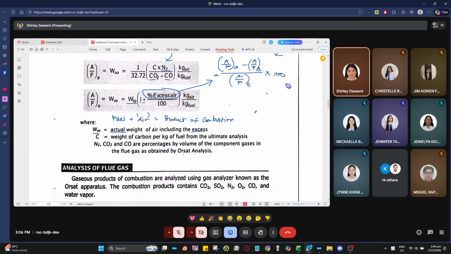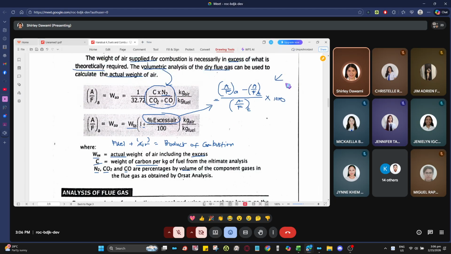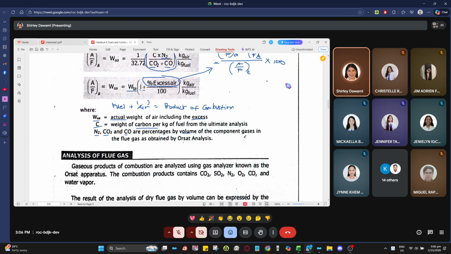Okay, where C is the weight of carbon per kilogram of fuel from the ultimate analysis. Then the N2, CO2, and CO are the percentages by volume. So this is a volumetric analysis of the component gases in the flue gas as obtained by ORSAT analysis.